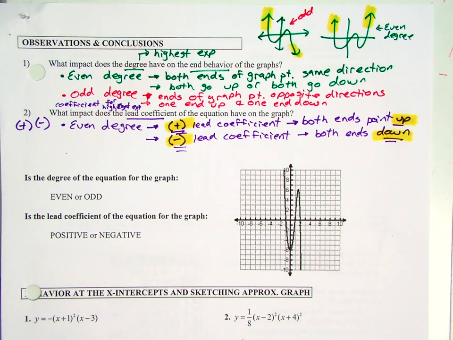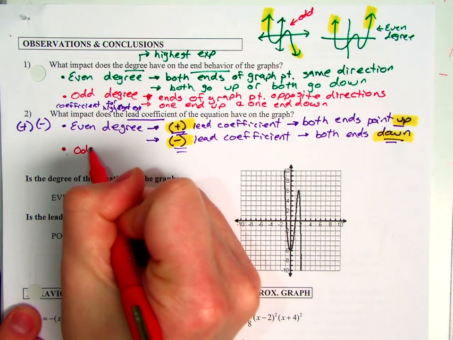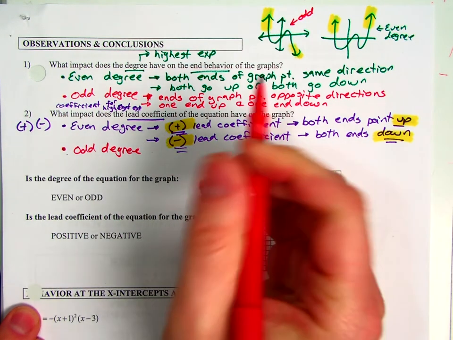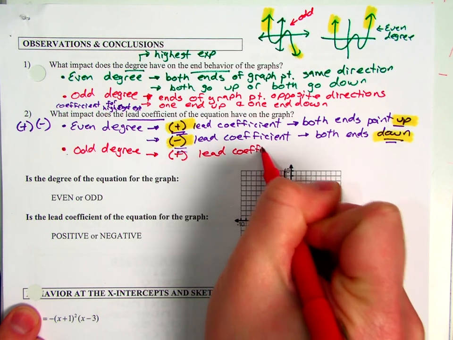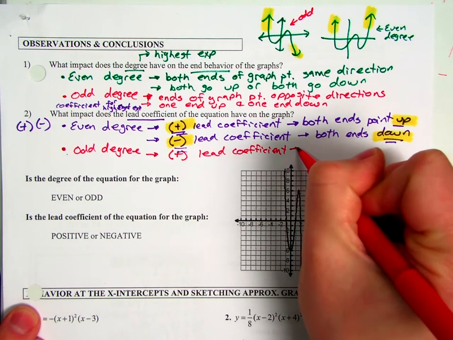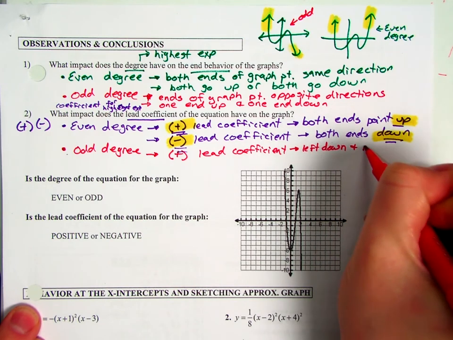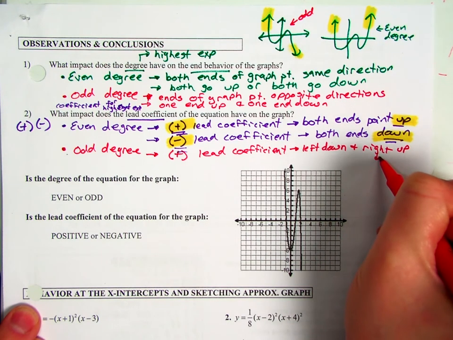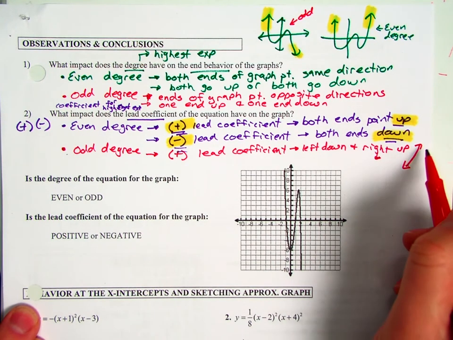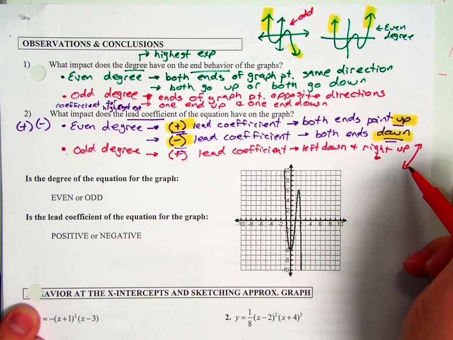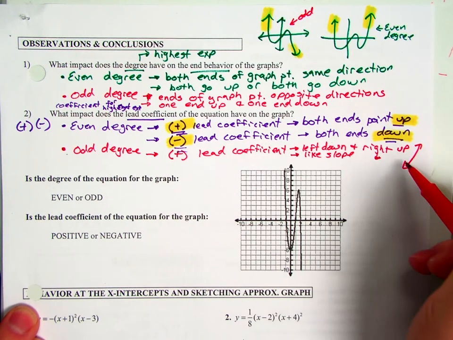Now, with an odd degree, when we talk about odd degrees going in both directions, that one takes a little bit more thought. So odd degree. If you have a positive lead coefficient, then the left end is down and the right end is up. I really like to think of this as being kind of like slope. So a positive slope would go in this direction, right? It'd start with the left end down and the right end up. So that's what happens with an odd degree. It's almost like slope, okay?